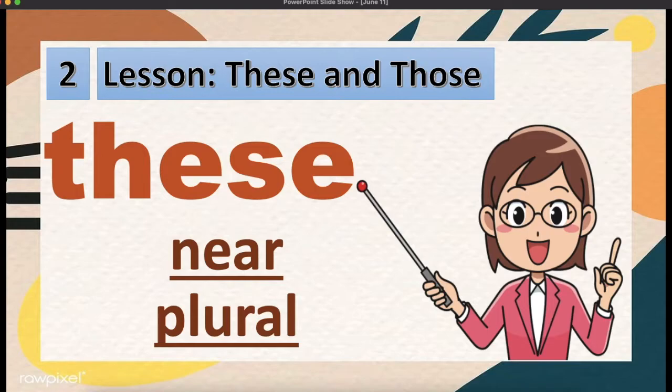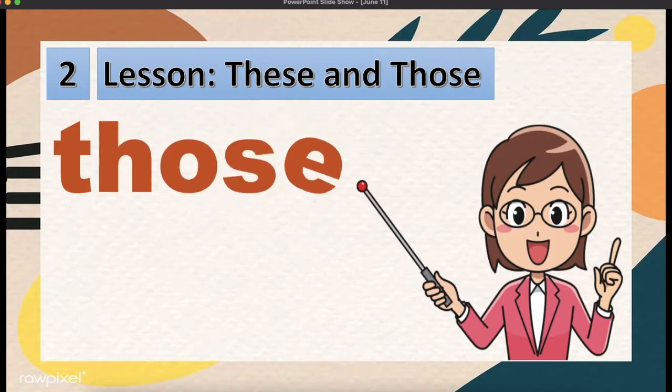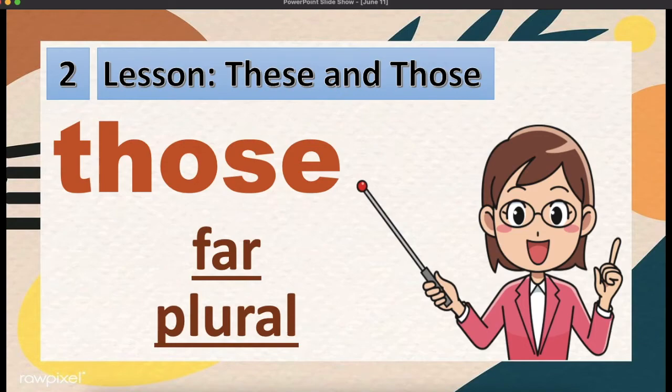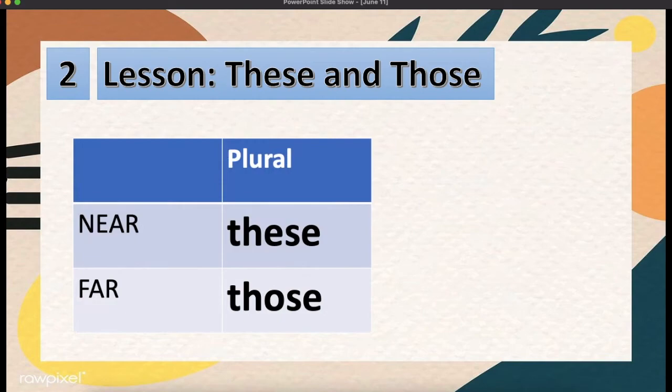The spelling of this is these. We use this one for near and plural. Next, we use those, for far, and it's for plural form. Again, we use these for near and plural. We use those for far and plural.